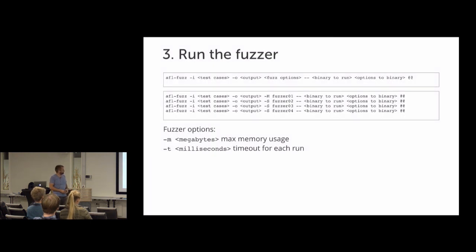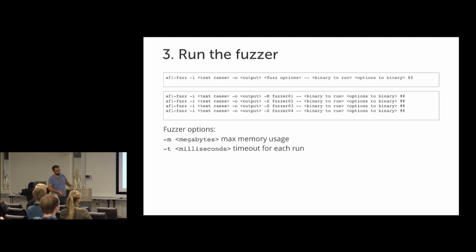Once we run the fuzzer, on the top here you see a single fuzzer running. You specify the folder name where you have the test cases, you specify an output folder, and then you can specify options if you want to. And then you specify -- and the binary and the options to the binary. And then the @@ at the end means that it's going to take input from a file, because you can also use AFL with input from standard in, if you want that.